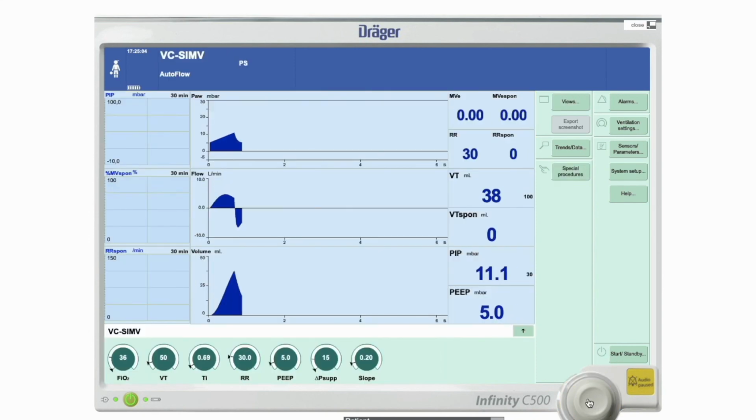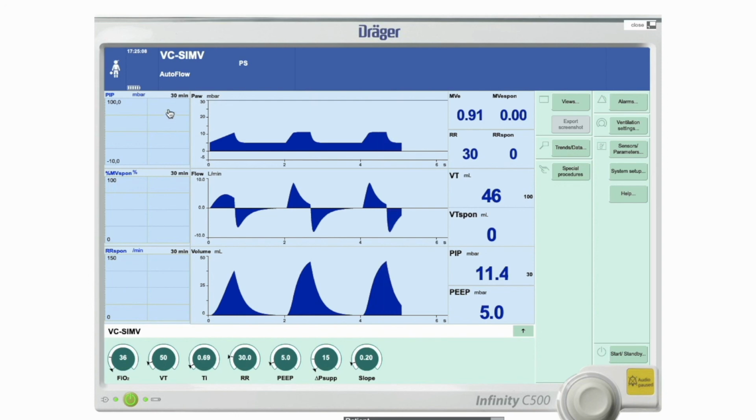So we click start, and then we've started ventilation. So at the moment he's on volume control SIMV. You check and make sure that we've got good looking curves with these loops. These are all blue in colour. If they're grey in colour, it means that the patient has triggered them.